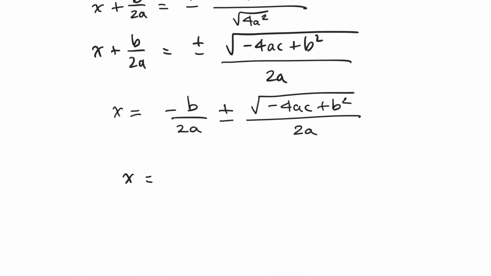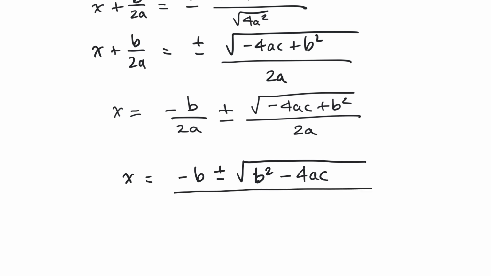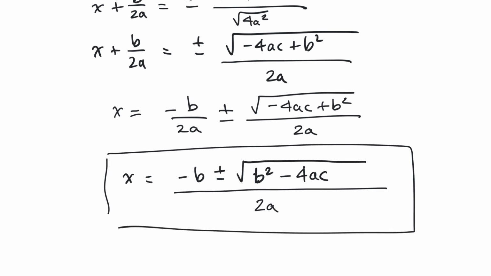X equals negative b plus or minus the square root of b squared, I'm going to reorganize, minus 4ac, just like that. All of that is over 2a. And this is the quadratic formula, and you can use that to solve any quadratic equation.